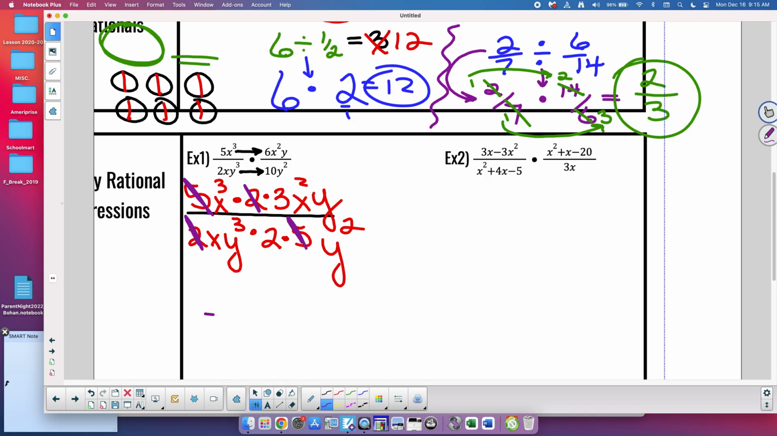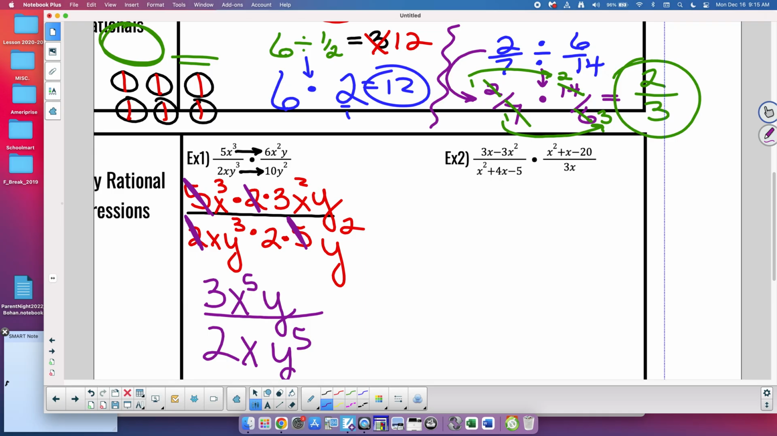Okay, now I'm going to clean up the mess a little bit. On the top, I see I have a 3. x to the third times x to the second is x to the fifth, yep. And then a y. On the bottom, I see I have a 2, x, and y to the what? Fourth. Good? Matt? Yeah. It's hard for people to listen. It just is.